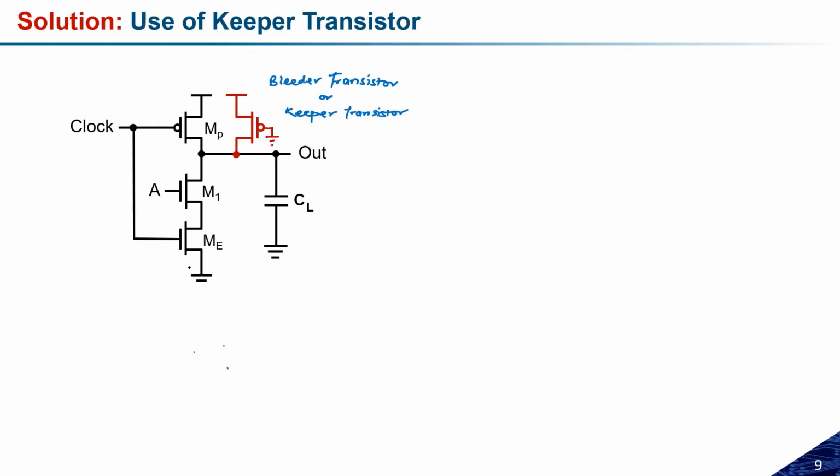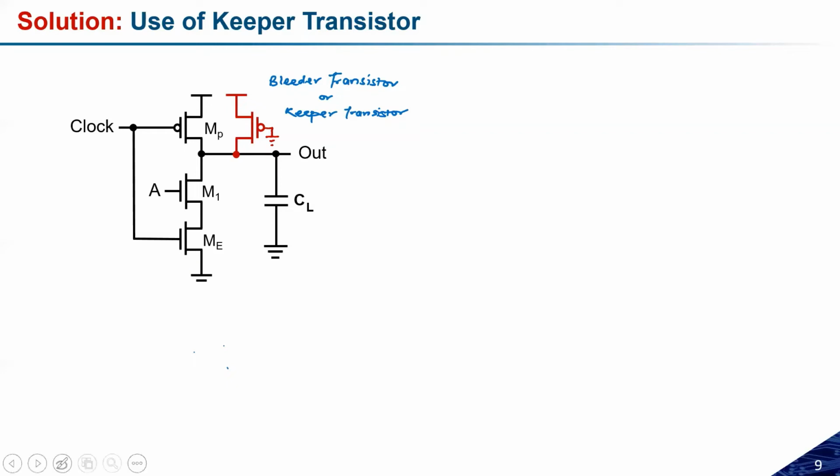So if I am using the keeper transistor to hold the logic, definitely the noise margin will be improved. Whatever the drop was there, that drop can be overcome. But at the same time, the power dissipation is going to increase. So this is the problem with this kind of configuration.